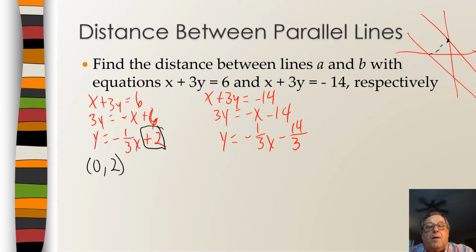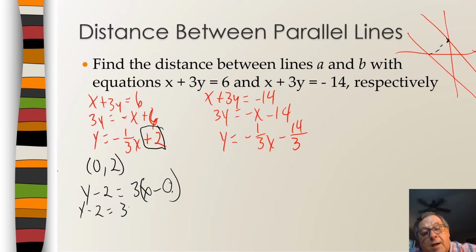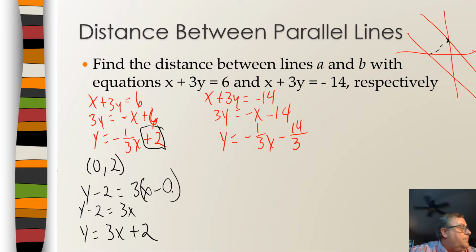Now I'm going to write the equation for my perpendicular line. And that would be, let's see, the slope of these two parallel lines is -1/3. So the slope of my perpendicular line is going to be 3. And I'm going to use this point. We're going to do point slope, y minus 2 equals 3 times x minus x1. And x1 is 0. And let's see then, y minus 2 equals 3 times 0, which is just 0, and so y is equal to 3x plus 2.